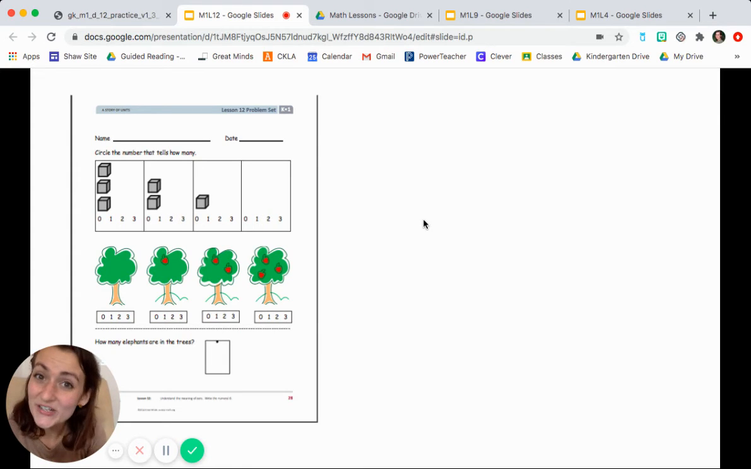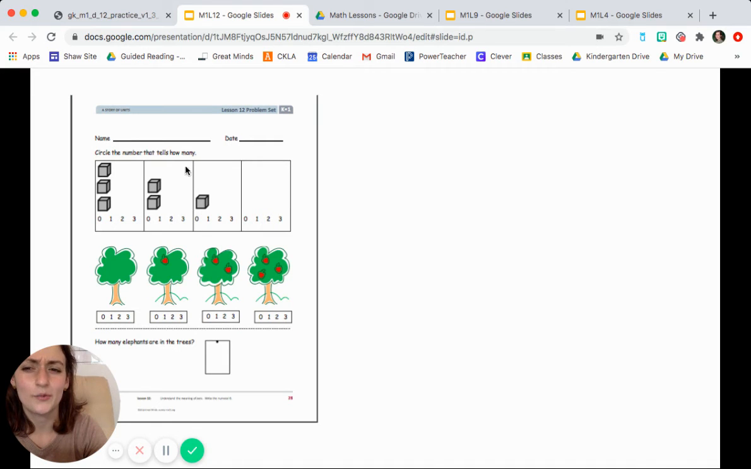Okay, if you finished up drawing your zeros, we can work on this page. Remember, you always put your name at the top of your paper. This problem set says, circle the number that tells you how many. Okay, we know how to do this. Let's count. 1, 2, 3. So what number would I circle? You knew it, exactly. 3.